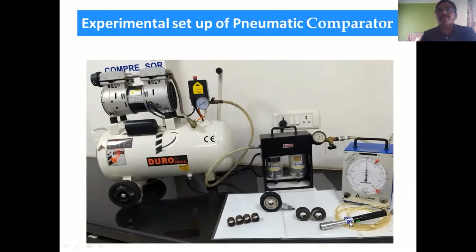When you want to measure, first I will set this plug gauge with the help of this master to zero, or any position you like. Now insert this plug gauge into the component. If the pointer shows zero reading, it means that there is no variation. But if it shows a variation, it means there is some error in the job, or it deviates from its actual size. That is the actual setup of the pneumatic comparator.